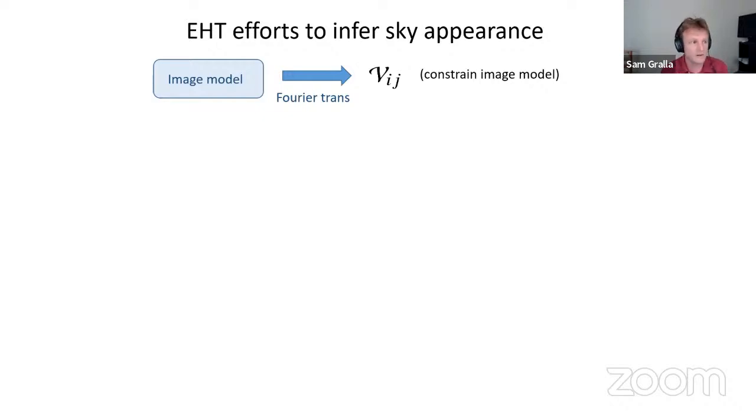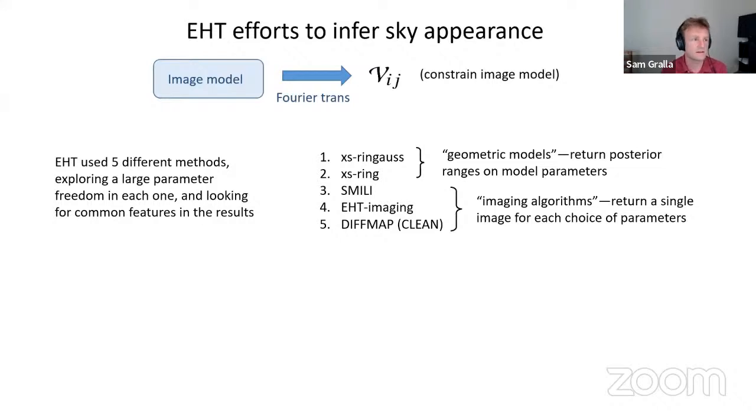And it's not as hopeless as I make it sound, because it's not a cat on the sky, right? In this case, you have good reason to believe it's a ring, and you can train your imaging algorithms on shapes that are like rings, but also include other plausible image shapes. And they did this, and I think they did it well.